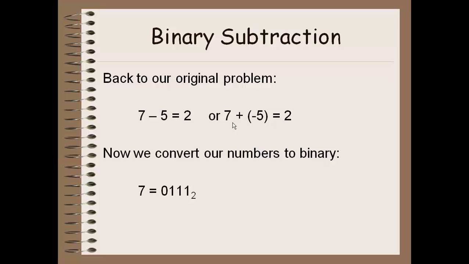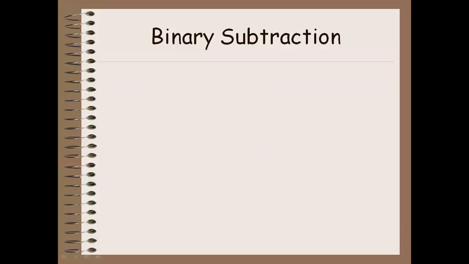So I'm going to convert my numbers to binary. 7 is 0, 1, 1, 1. 5 is 0, 1, 0, 1. So if I want to figure out negative 5, again I'm going to switch them. So 1 becomes a 0, 0 becomes a 1, 1 becomes a 0, 0 becomes a 1, add 1 to the value, that's negative 5. So now I have 7 and I have negative 5. I can add them up.